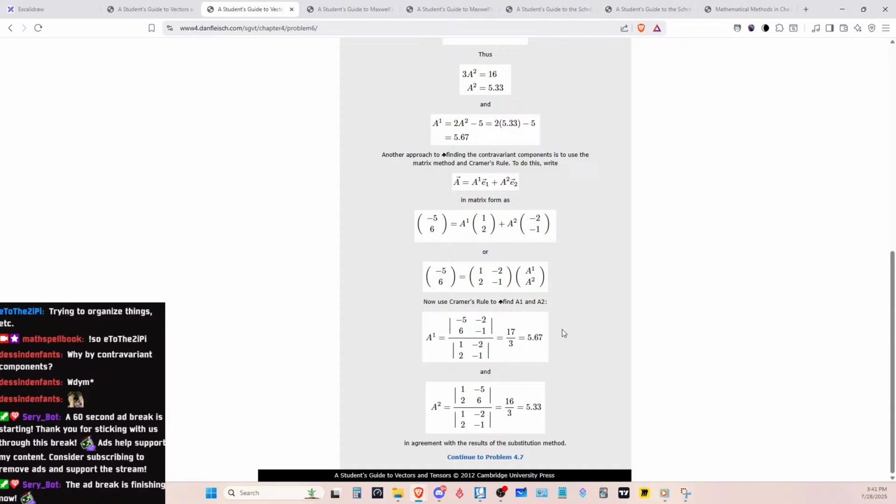Oh, they use Cramer's rule. I didn't learn that in linear algebra yet. I'm familiar with it, but I didn't learn it.